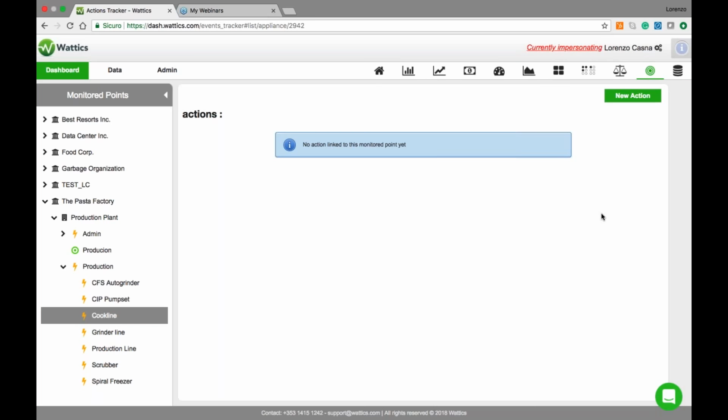So the action tracker, I like to describe it as a light version of the MMV tool.